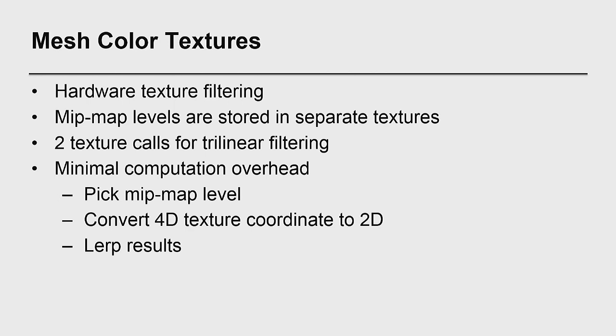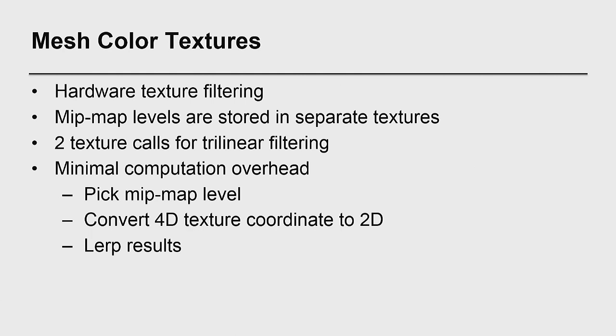And indeed, if you look at computation overhead, it's really, really minimal. You just need to figure out what mipmap level you need, convert the 4D texture coordinate to a 2D texture coordinate, and linearly interpolate the results of two texture lookups. What I'm not showing on this slide is the measurements I had for the performance overhead. For new graphics hardware, if you compare mesh color textures to standard 2D textures, the cost you're paying is about 0.01 milliseconds on average.